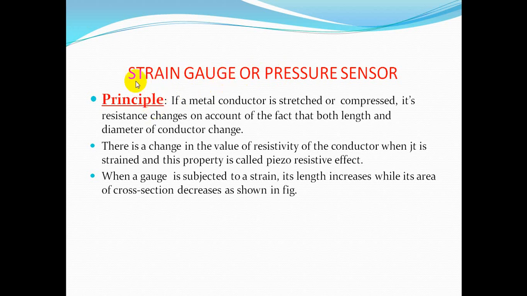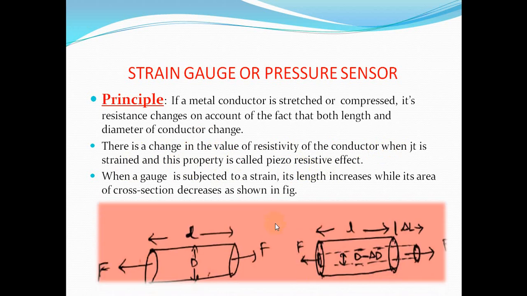So what is the principle of the strain gauge sensor? If a metal conductor is stretched or compressed, its resistance changes on account of the fact that both the length and diameter of the conductor change. There is a change in the value of resistivity of the conductor when it is strained, and this property is called the piezoresistive effect.